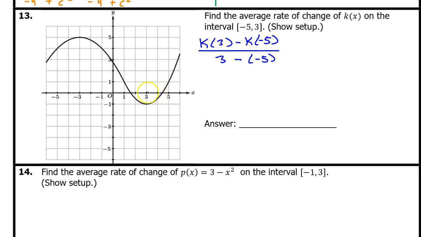K at 3. So here's 3. Here is k at 3. That is negative 1. So we have negative 1 minus k at negative 5. Here's negative 5. Here's k at negative 5. That is 4. So negative 1 minus 4 over 3 minus negative 5, which is the same as 3 plus 5. So that's going to be negative 5 over 8. So that's the answer to number 13.